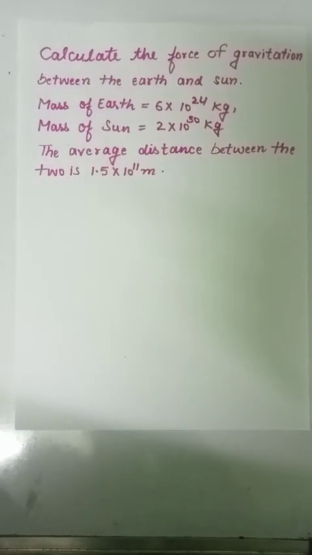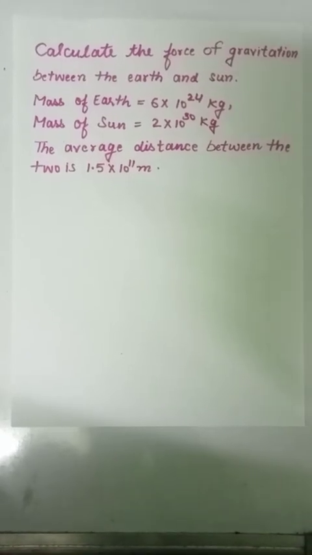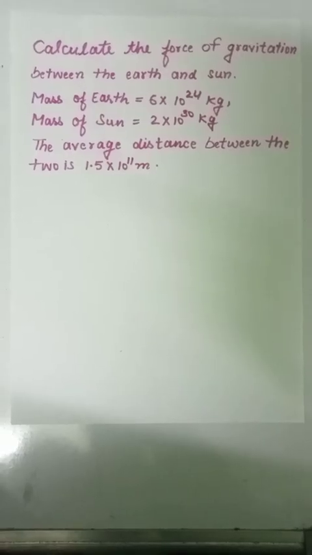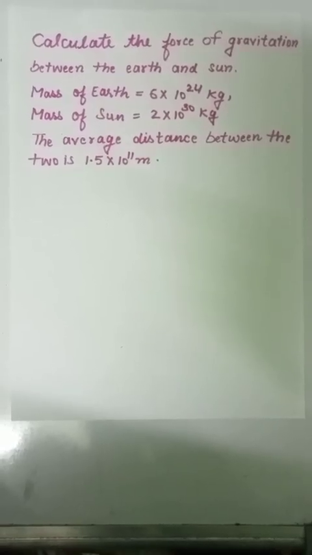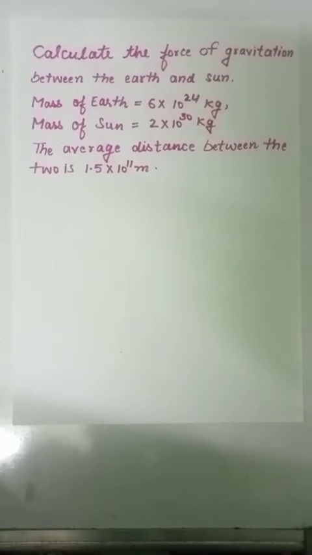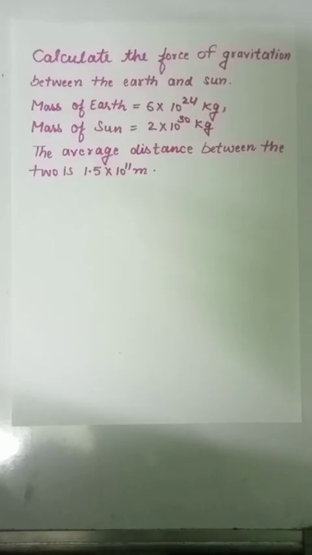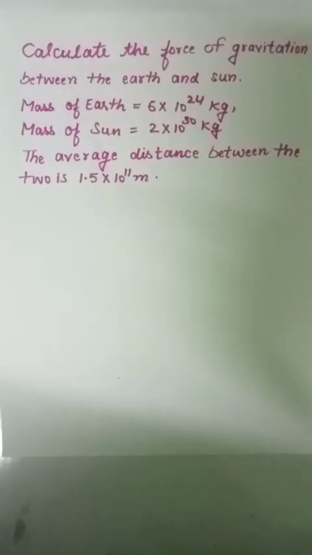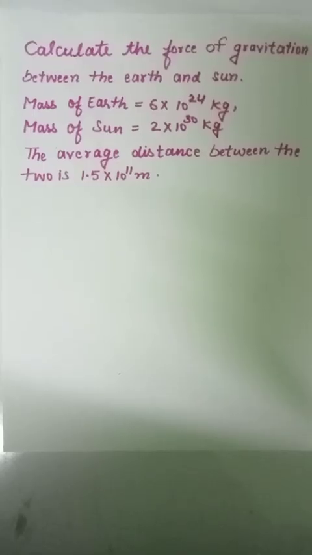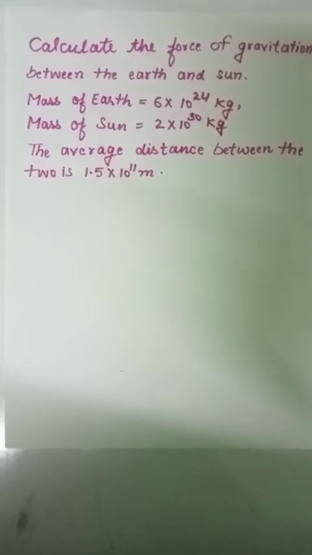Today I want to discuss one more question, that is, calculate the force of gravitation between the earth and the sun. The mass of the earth which is given in the question is 6 into 10 raised to the power 24 kg, and the mass of the sun is 2 into 10 raised to the power 30 kilogram, and the average distance between the two is 1.5 into 10 raised to power 11 meters.